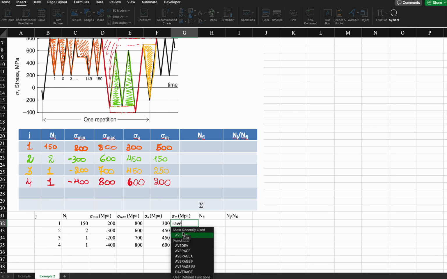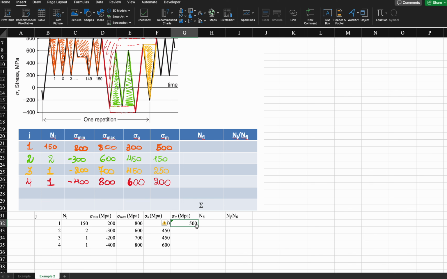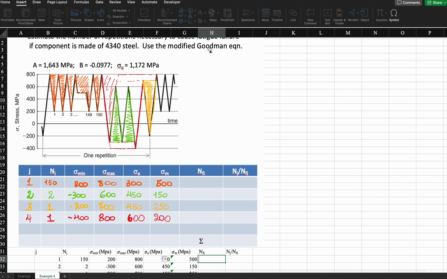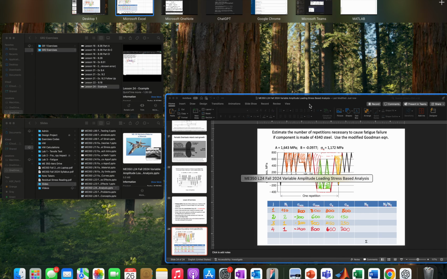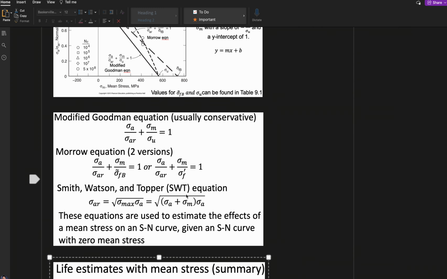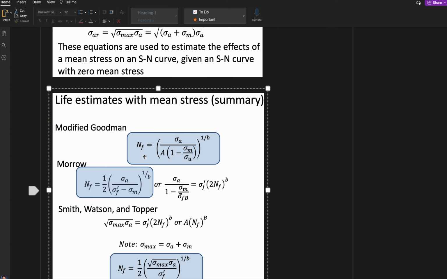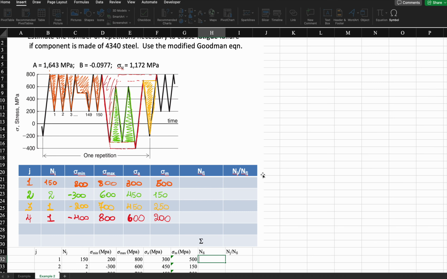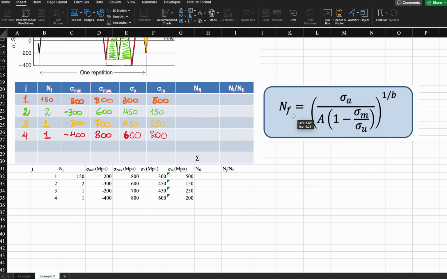The mean, we can just use the function of these two. And we're going to drag it down. And, oh, see, I did my mental math right. And then here, we want to do, here's where we have to pay attention to this. It says use the modified Goodman equation. So I don't have them memorized. I go to my equation sheet and I have the modified Goodman equation right here. So I'm just going to take it and copy it so that I have it to reference. I'm going to put it right here. And then I have sigma A, that's my stress amplitude, my mean stress right here.